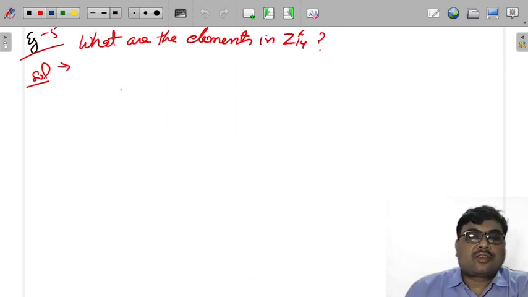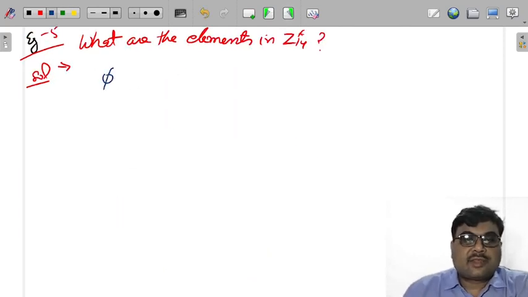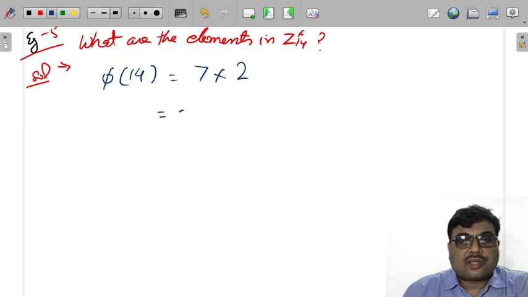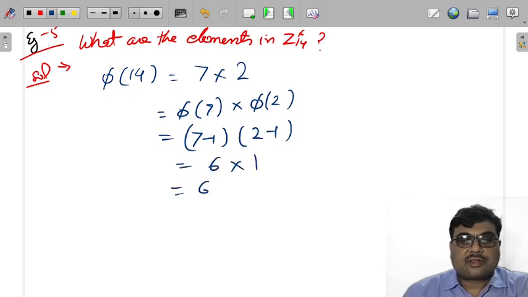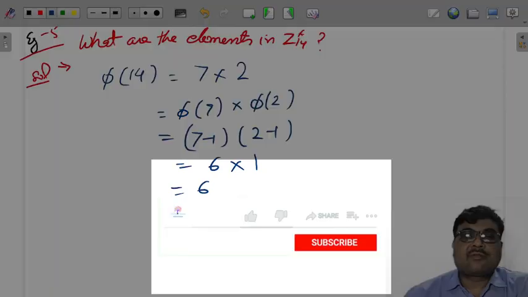Move on to the next. What is the number of elements in Z? It is asking for 14. How? It is 7 into 2, and the GCD of these is 1. So we can approach it like this: phi of 7 multiplied by phi of 2, which is (7 minus 1) multiplied by (2 minus 1). 6 multiplied by 1. There are 6 elements that are relatively prime to Z14.